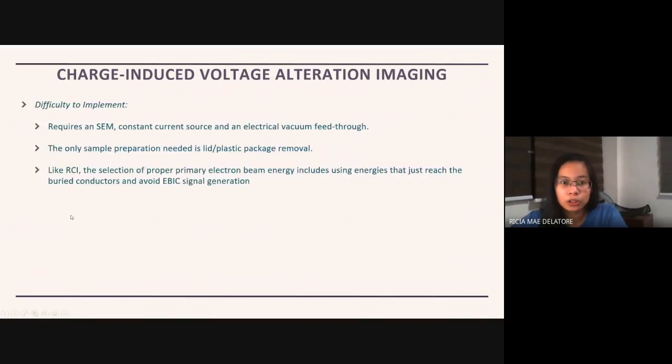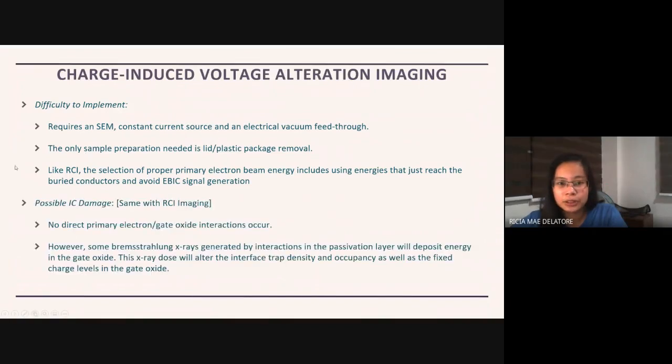So, the difficulty to implement is that, like RCI, the selection of proper electron beam energy includes using energies that just reach the buried conductors and avoid the EBIC signal generation. Aside from that, it can possibly damage the IC. It also requires the SCM, but it needs a constant current source. And for the possible damage, same with the RCI imaging, no direct primary electron gate oxide interactions occur.